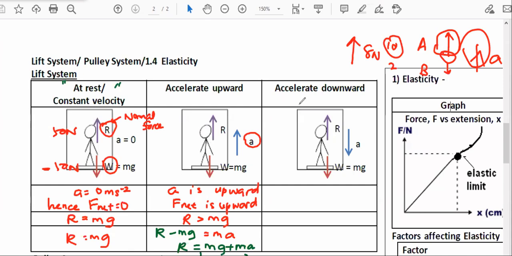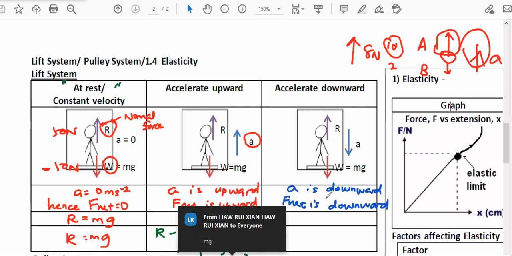So the next scenario is now the lift accelerates downwards. If it accelerates downward, so the idea is now your A is what? Downward. So it is similar to, but opposite from, this case. If your acceleration is downward, your net force is also in which direction? F net is also downward, correct? So in this case, who is greater now? Is R greater or mg greater? Yes, mg is greater than R.